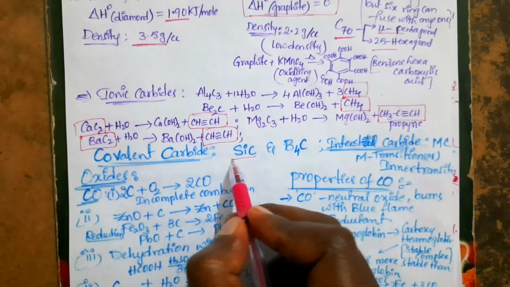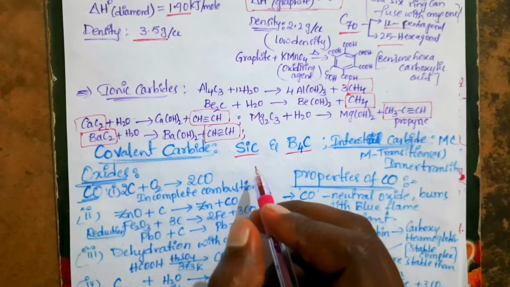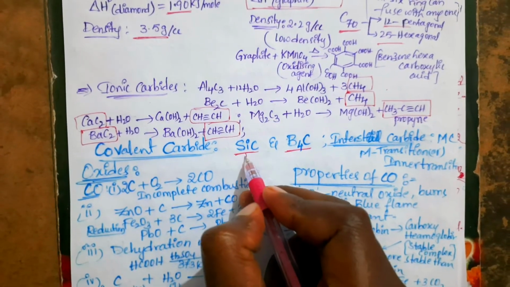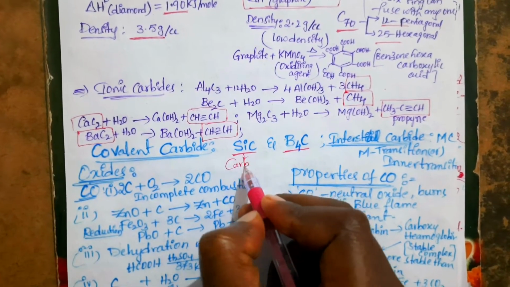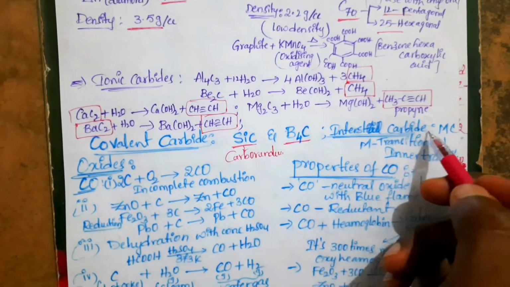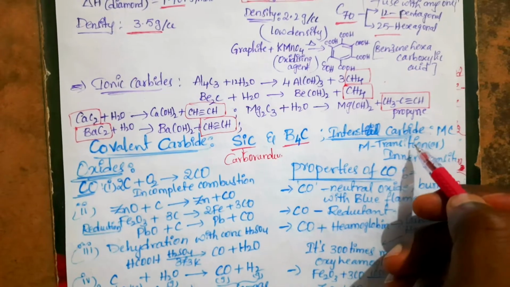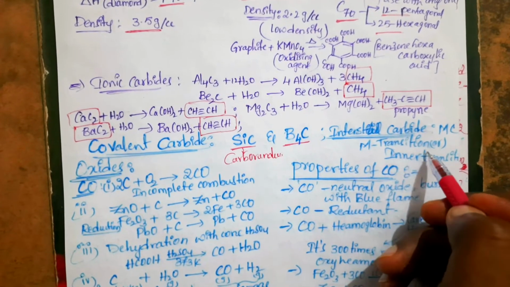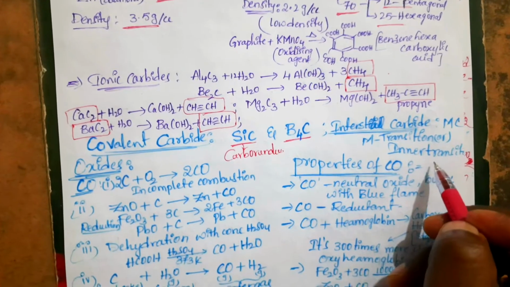Covalent carbides like silicon carbide and boron carbide come under covalent. Silicon carbide is also called carborundum. Now you can take interstitial carbides, which are formed by transition elements or inner transition elements.